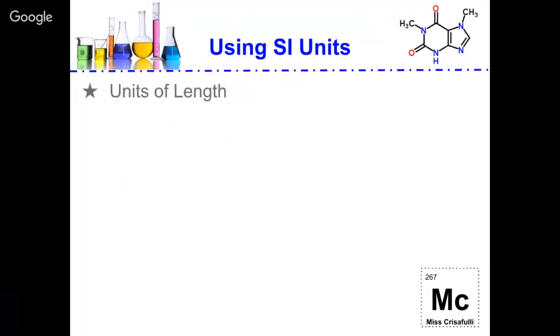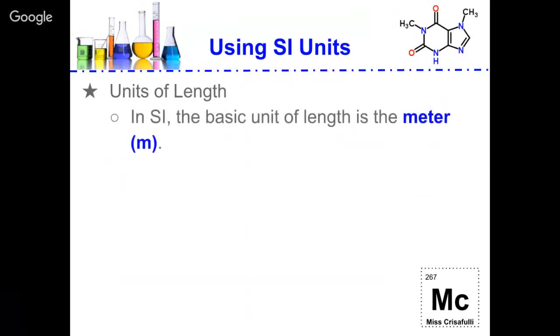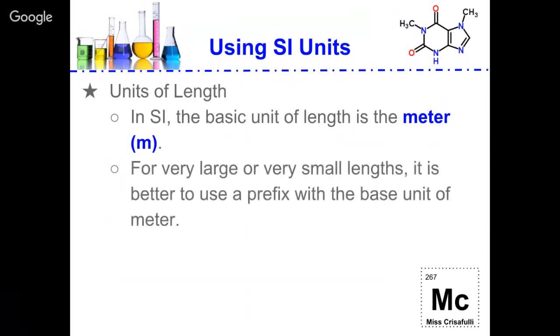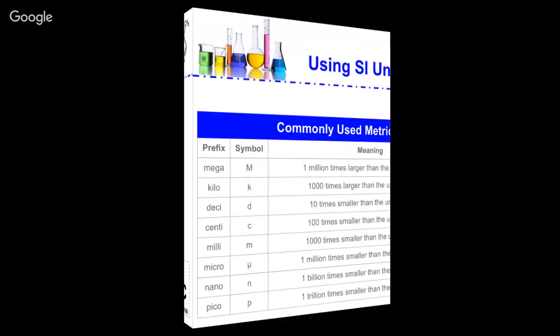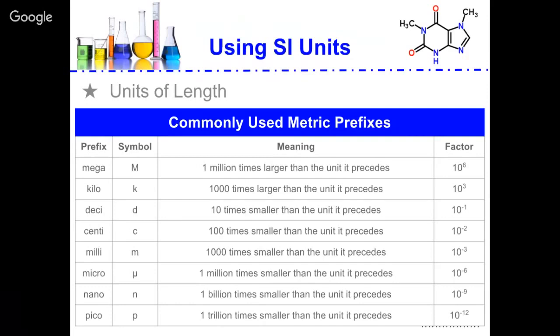Now, when we're talking about units of length, for example, some people use the basic unit of length as the meter. Sometimes there are very large or very small lengths, so we use prefixes to signify how big or how small that quantity is. Here are the prefixes that you need to memorize. You need to know what the prefix is, what the symbol is, and what the factor is.